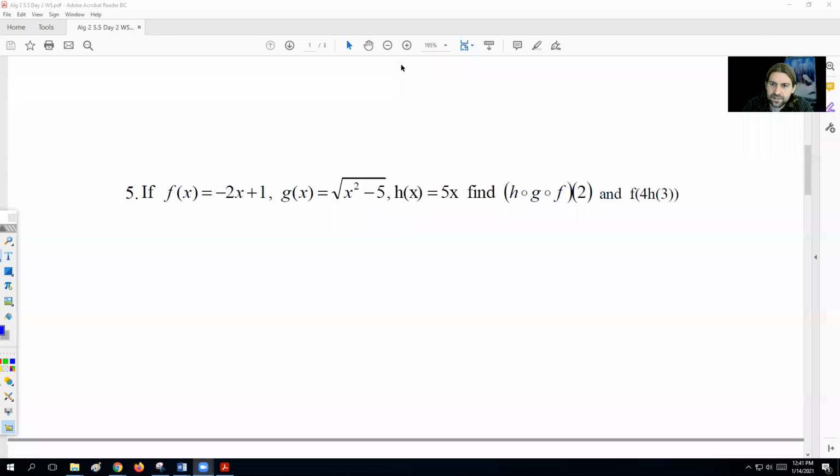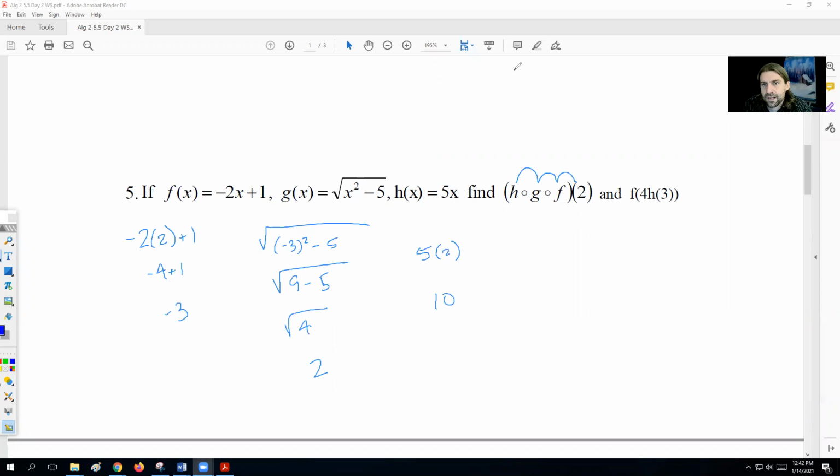All right, what is h of g of f of 2? So we got to take 2, plug it into f. So what's negative 2 times 2 plus 1? All right, so that's negative 4 plus 1. That's negative 3. We're going to take that, plug it into g, the next one. What's the square root of negative 3 squared minus 5? That'd be 9 minus 5. That'd be the square root of 4, which is 2. And we're going to take that answer, plug that into h. What's 5 times 2? 10.